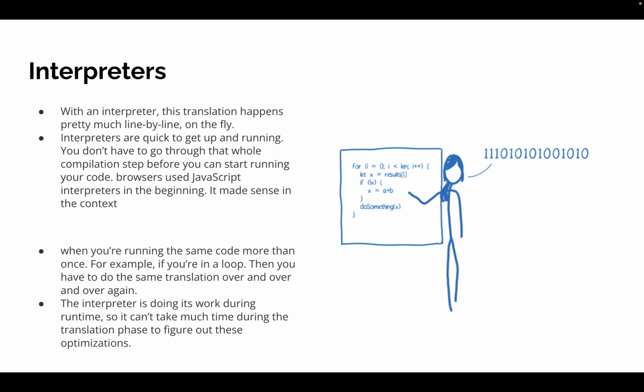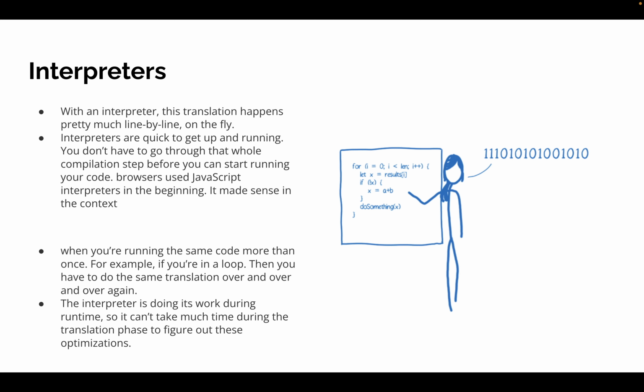But the difference is that with an interpreter, the translation happens line by line. So you don't read the whole thing. Line by line, you try to translate it and spit it out. Interpreters are quick to get up and running, so you don't have to go through the whole compilation, as I said, before you start running your code. And it made sense for the context of Netscape, and it made sense for the browsers to use interpreted languages such as JavaScript.